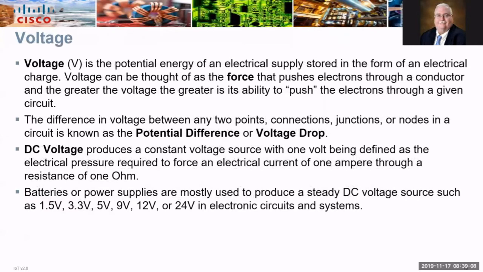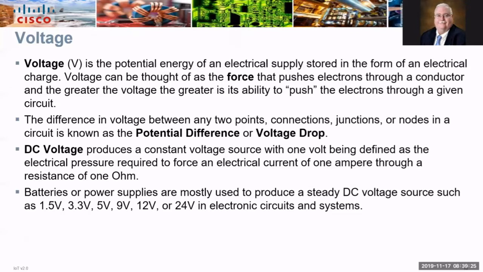Voltage is the potential energy of an electrical supply stored in the form of an electrical charge. Voltage can be thought of as the force that pushes electrons through a conductor. The greater the voltage, the greater is its ability to push the electrons through a given circuit.